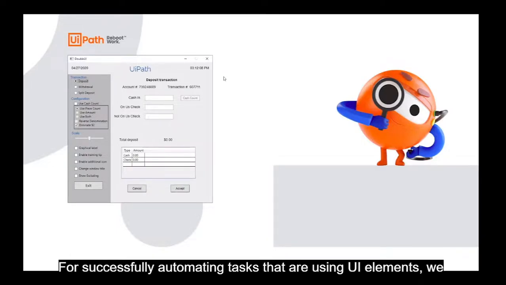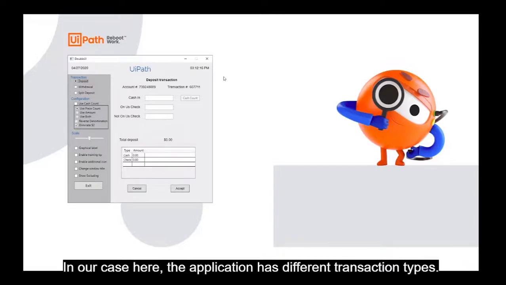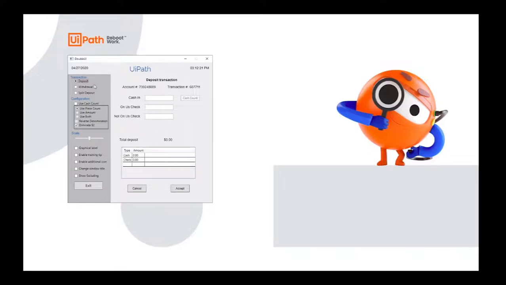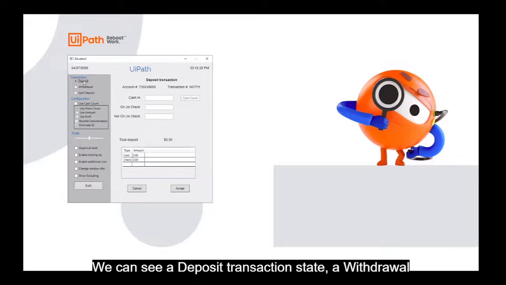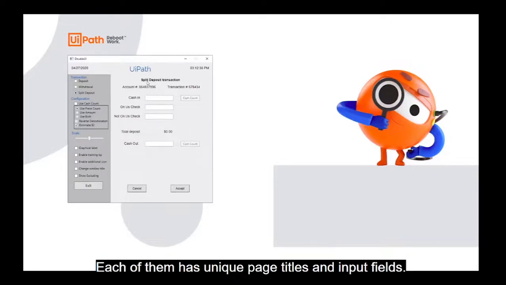For successfully automating tasks that are using UI elements, we sometimes need to make sure that the application is in the correct state. In our case here, the application has different transaction types. We can see a deposit transaction state, a withdrawal transaction state, and a split deposit transaction state. Each of them has unique page titles and input fields.